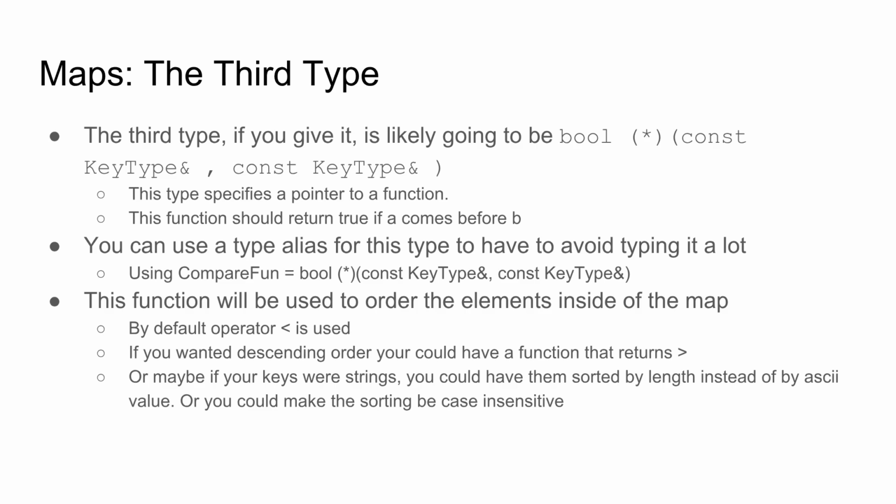Or maybe if your keys were strings, you might want your comparisons to be case insensitive, because by default, the comparisons aren't case insensitive. All of the uppercase elements come before all the lowercase elements. So that might be really annoying if you compared capital Zebra and lowercase apple, and Zebra came before apple. But by default, that's what would happen because capital Z comes before little a. Or maybe you wanted your strings to be compared by length instead of by ASCII value.